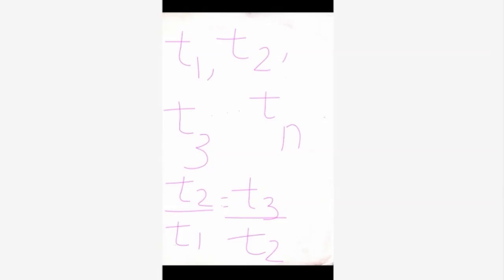And that constant ratio which we get is denoted by R. R is called the common ratio.